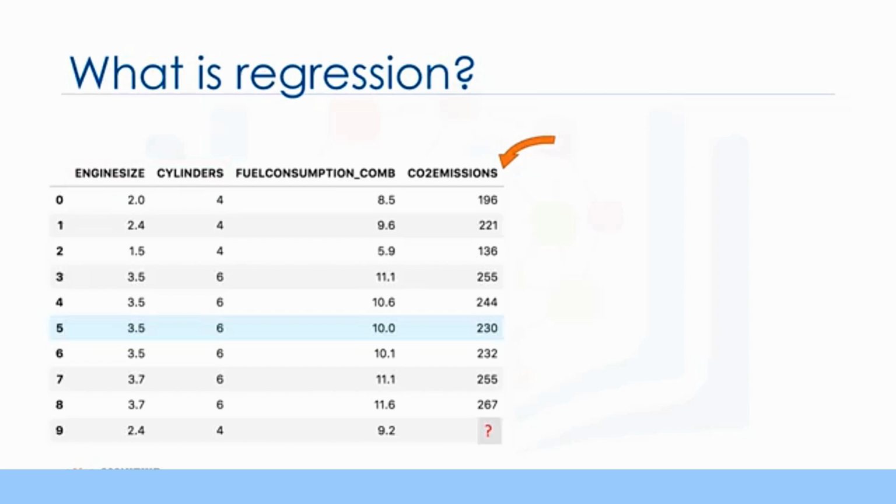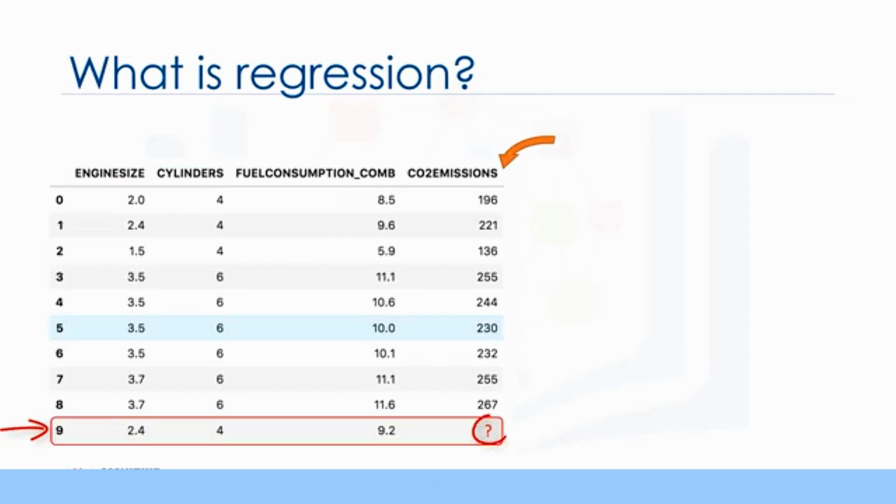Let's assume we have some historical data from different cars, and assume that a car such as in row 9 has not been manufactured yet, but we're interested in estimating its approximate CO2 emission after production. Is it possible?